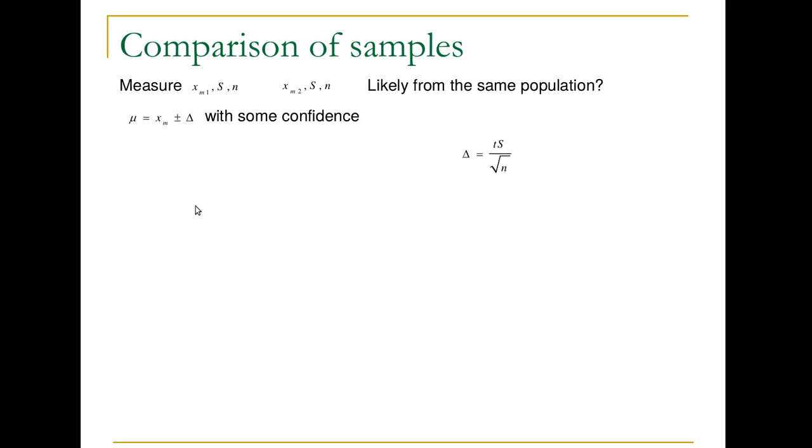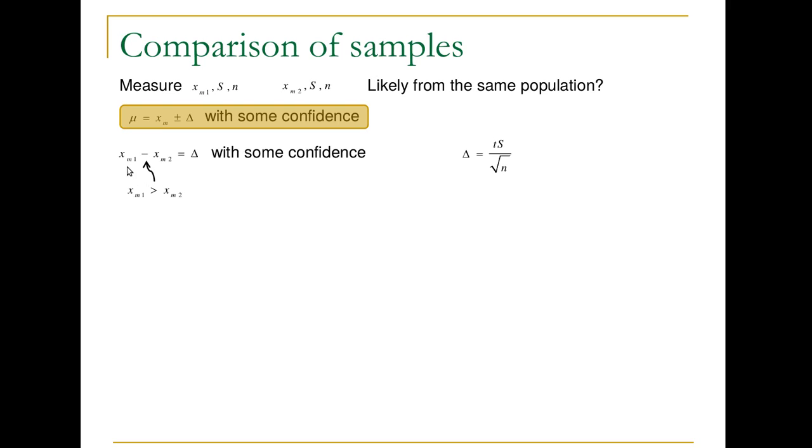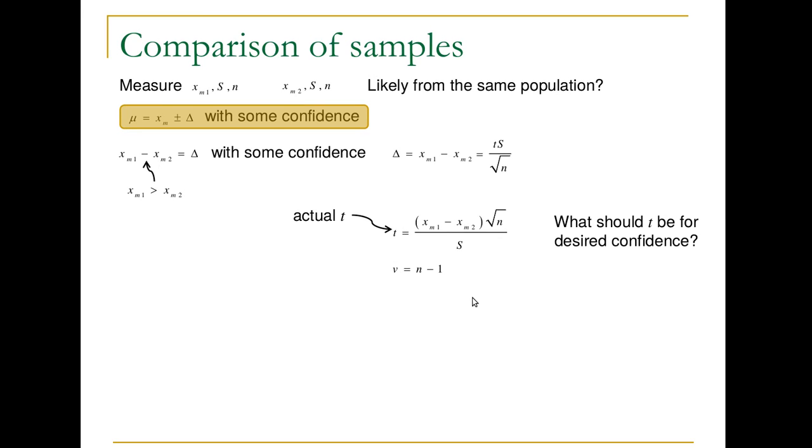Now, we start with the confidence interval, but we let delta equal the difference between the two means, like you can see here. So the process is to calculate t based on that delta and then compare it to the t that we would expect for that confidence level. So here is the actual t that we get for these two samples, comparing these two samples. And now we want to see what the t should be for this confidence interval.